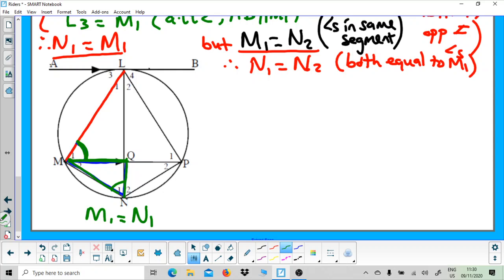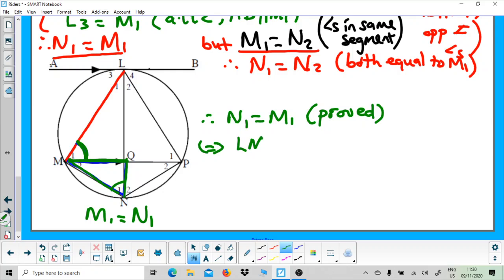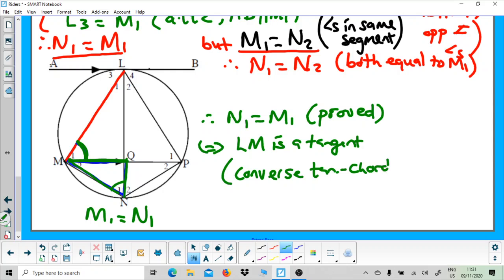I think we proved that. So I'm just really going to say N1 is equal to M1. We have proved that, so if we proved it, we don't have to do it again. So what it means is that LM is a tangent to this circle, and you have to mention the converse tan-chord theorem. Okay, so that's all you really have to do. Nothing so serious at all.